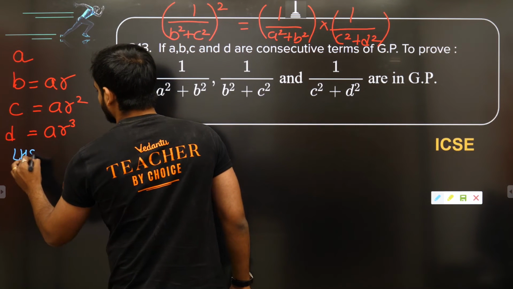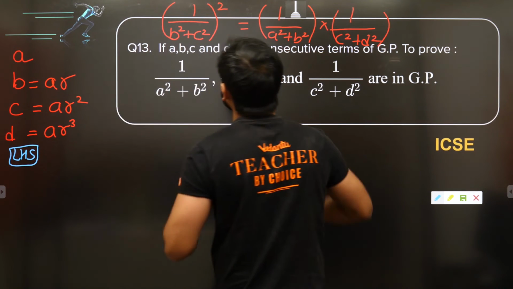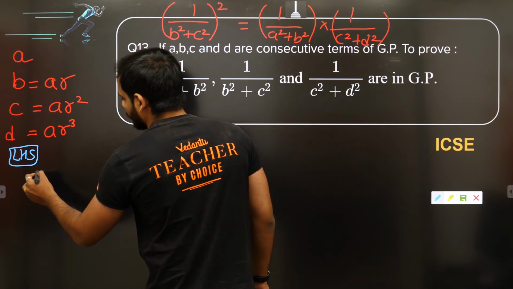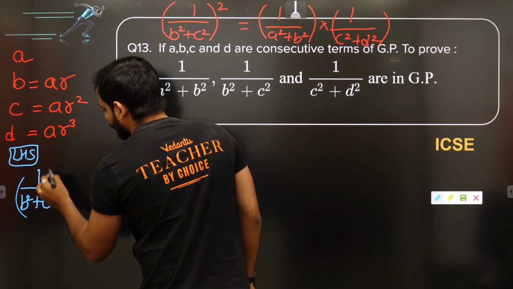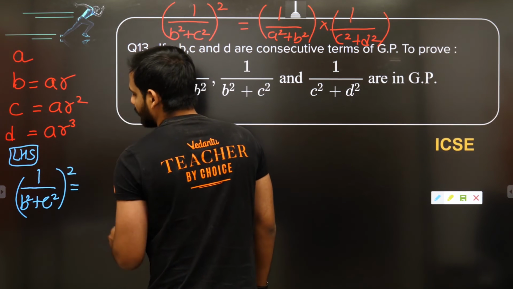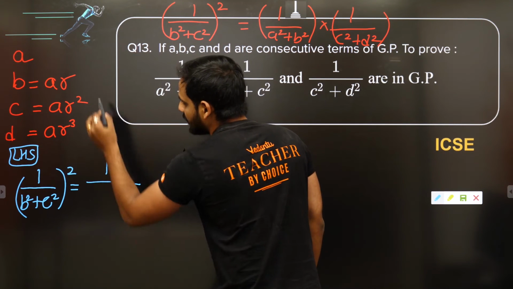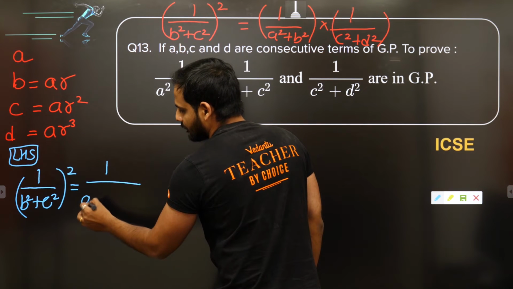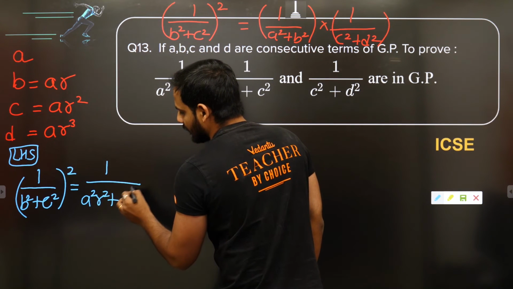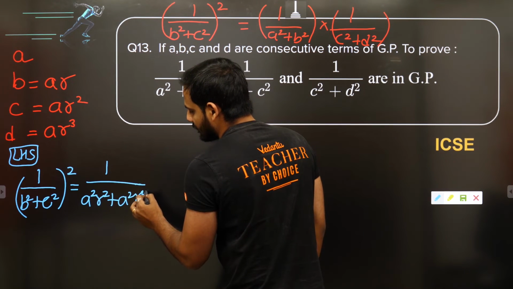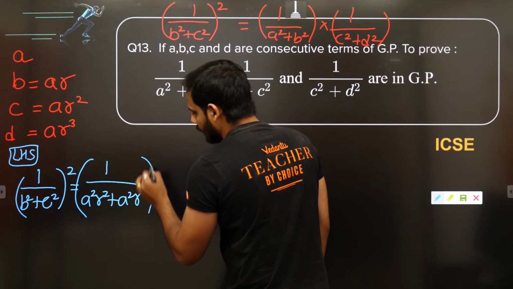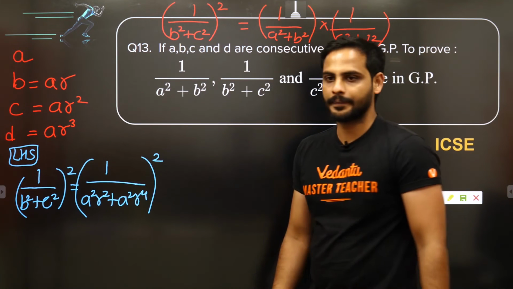What is LHS? LHS is 1 by (B square plus C square) whole square. Let us put the value of B and C. So it will become 1 by, B is AR whole square, so it will become A square R square, plus C is AR square, so A square R raised to the power 4, whole raised to the square.